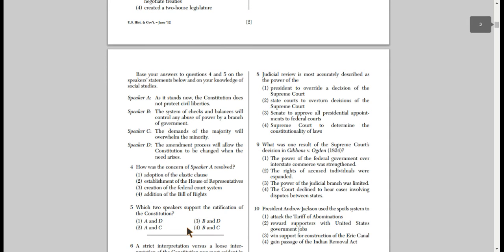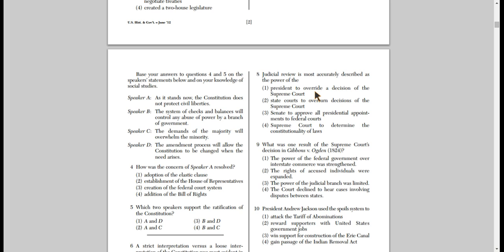All right, number 8. Judicial review is most accurately described as the power of the President to override a decision of the Supreme Court, state courts to overturn decisions of the Supreme Court, Senate to approve all presidential appointments to federal courts, Supreme Court to determine the constitutionality of laws. So go ahead and pause, get rid of 2, choose your answer and come back. All right, so judicial review. Hopefully you got rid of 2 and 3 or something like that, and you chose 4 because that is the definition of judicial review, determining the constitutionality of laws.